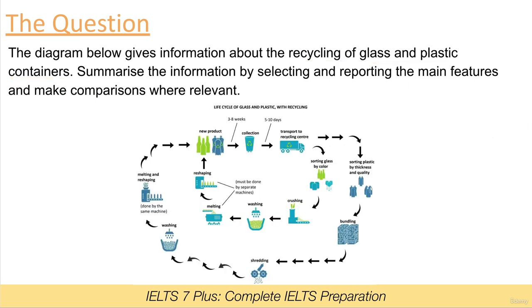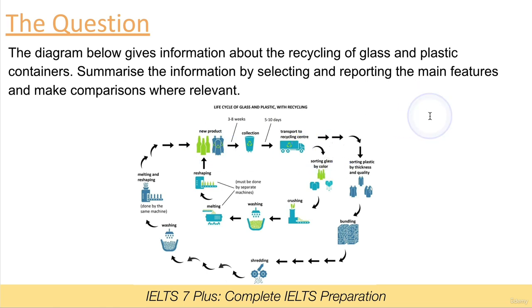So this is the life cycle of glass and plastic with recycling. Interesting. So it starts here with the collection. Then 5 to 10 days go by. Then we're transporting to the recycling centre. They're sorted. So we have two different cycles actually, the glass cycle and the plastic cycle. So the glass goes through these steps with different machines, and then the plastics, sorted by thickness and quality, goes through these different steps, and then they reach a new product.